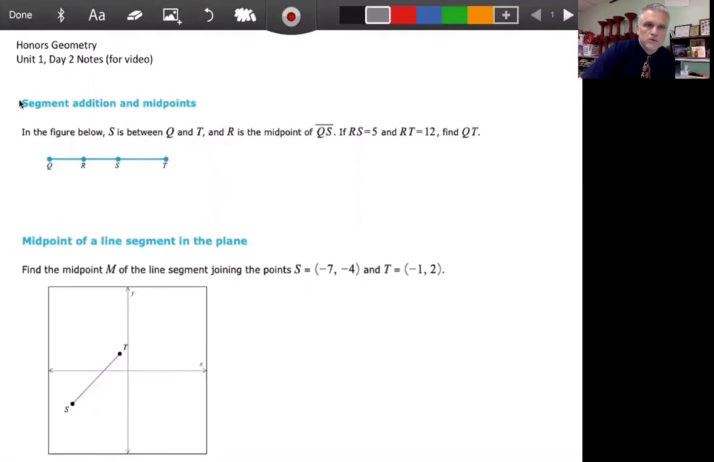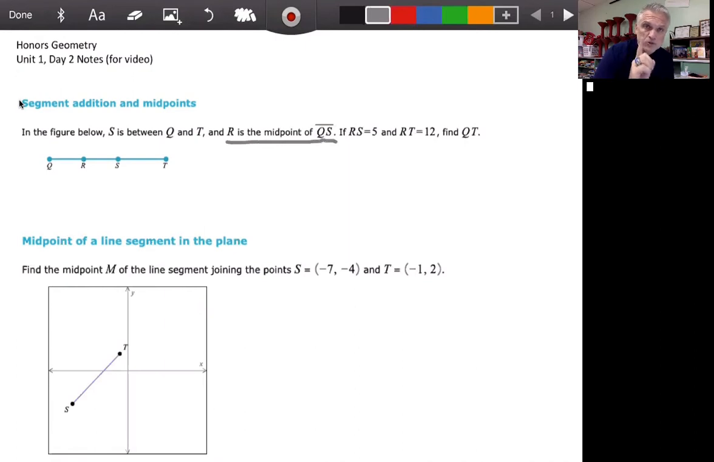Okay, we get right into this first page, and we look at the first type of question, segment addition and midpoints. So let's read it very carefully here. It says S is between Q and T. It doesn't say that S is the midpoint, it just says S is between, okay? But it does say that R is the midpoint of QS.